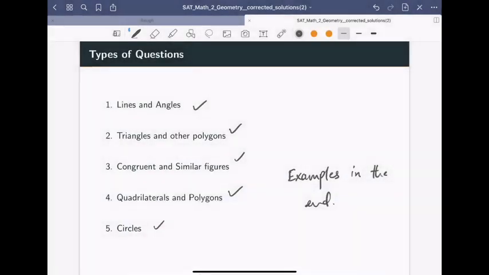What are the types of questions? So we worked through lines and angles, we worked through triangles and other polygons, we've worked through congruent and similar figures, quadrilaterals and polygons, and circles.